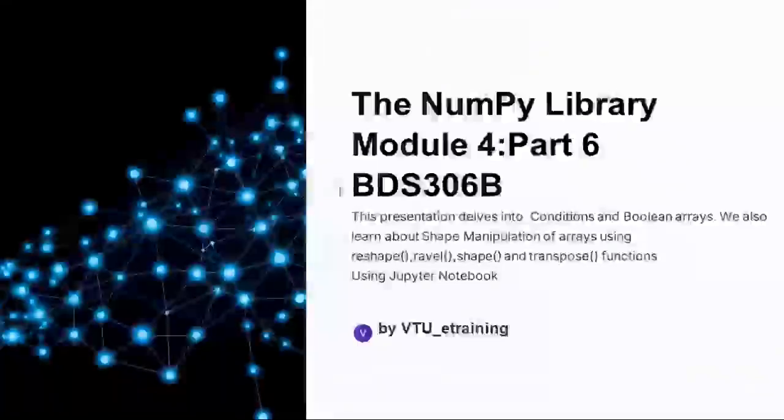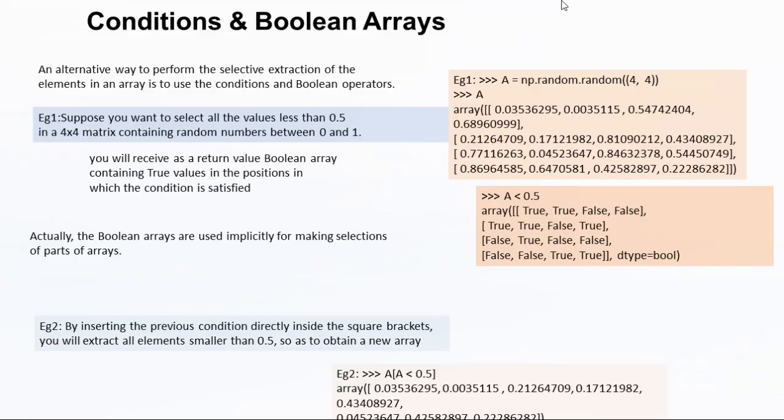Coming back to the session, first let's see what are conditions and Boolean arrays. In the last class we saw how we can extract a part of an array. We saw indexing, we saw slicing. Now we can also extract some elements of the array using conditions and the Boolean operator. So let's see this example.